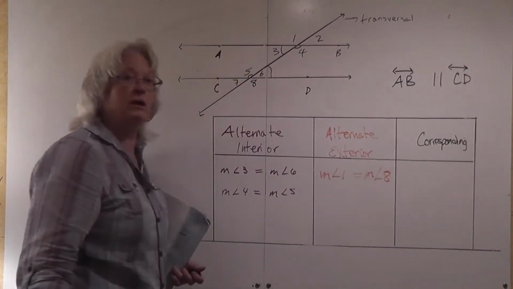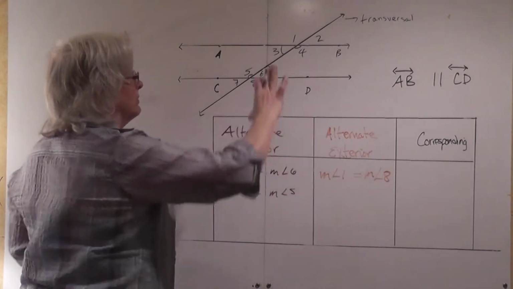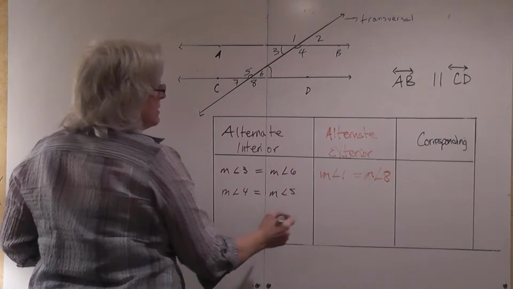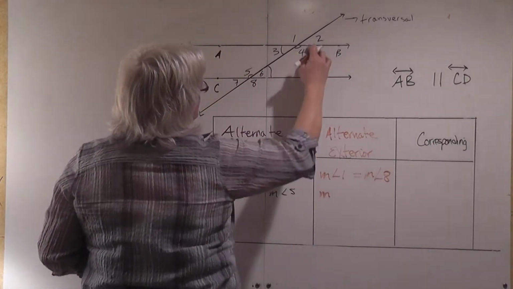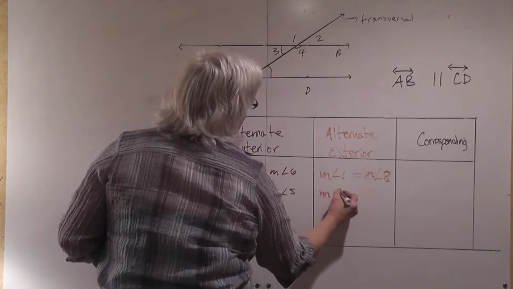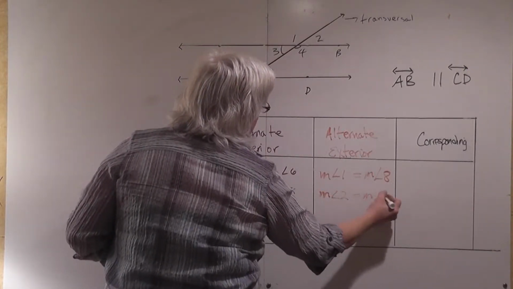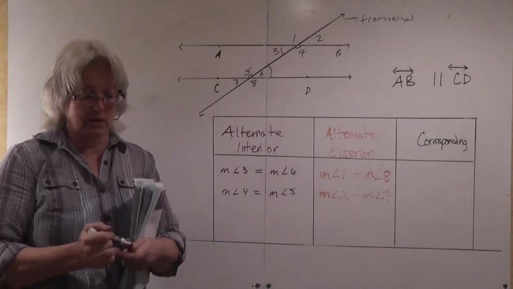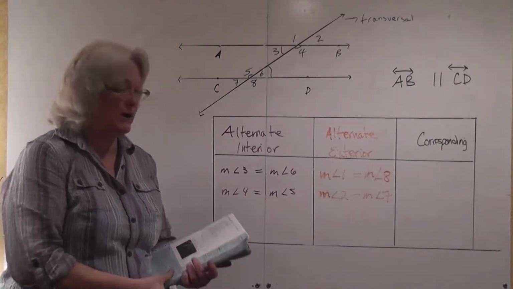And what are you seeing here? You're seeing that alternate angles are equal. The measures of alternate exterior angles and the measures of alternate interior angles are the same. So we have the measure of angle 2 is going to be the same as the measure of angle 7. You simply have to be able to learn to identify these.